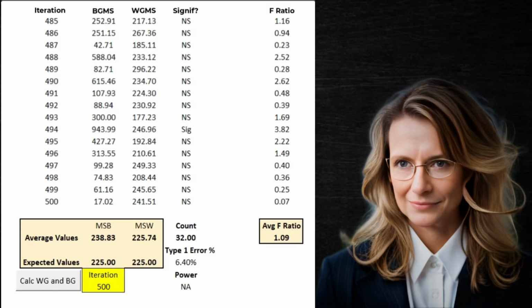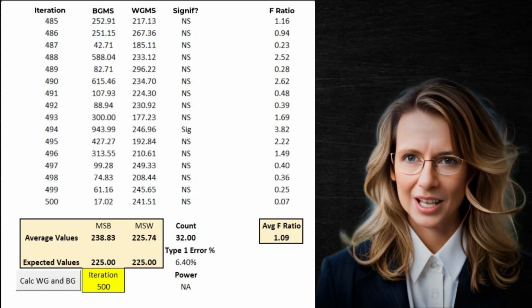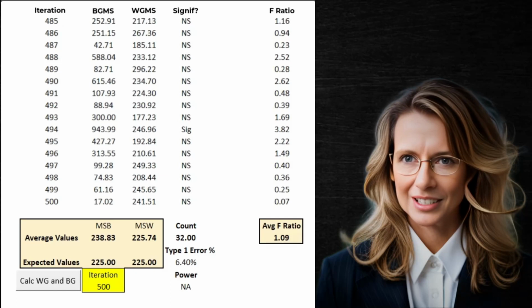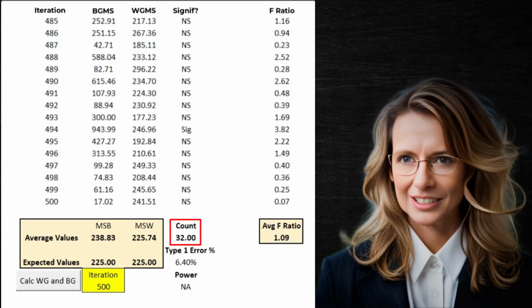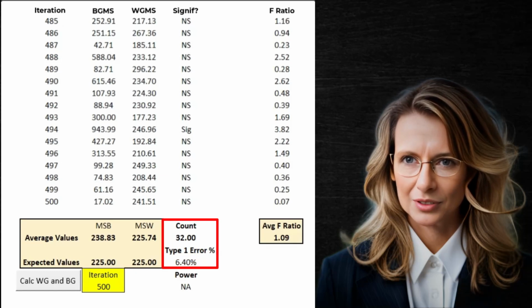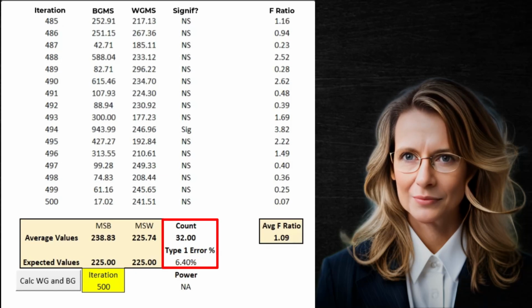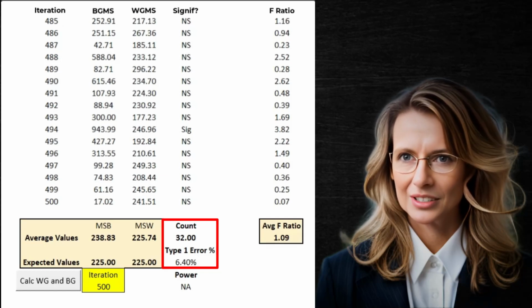Finally, let's look at the frequency of type 1 errors. Out of the 500 simulations, there were 32 instances where a type 1 error occurred, resulting in an error rate of 6.4%. This means that 6.4% of the time, we would have incorrectly decided to reject the null hypothesis based on the outcome of the ANOVA.